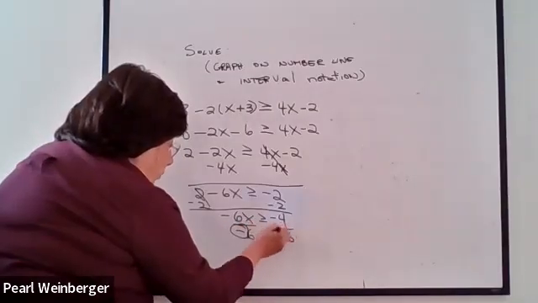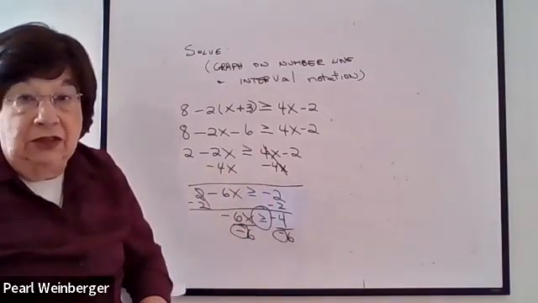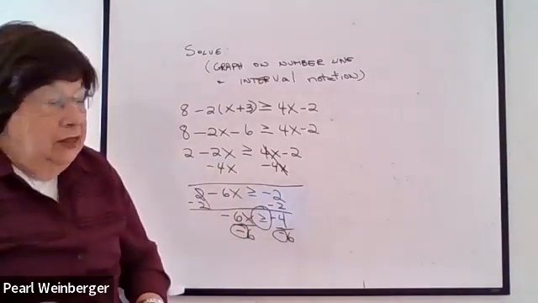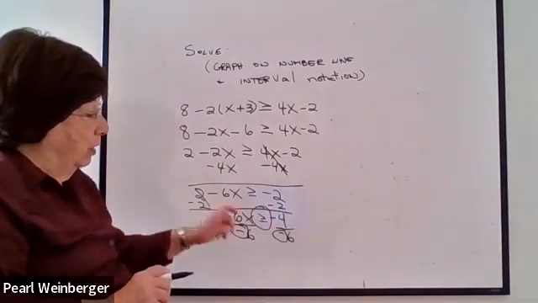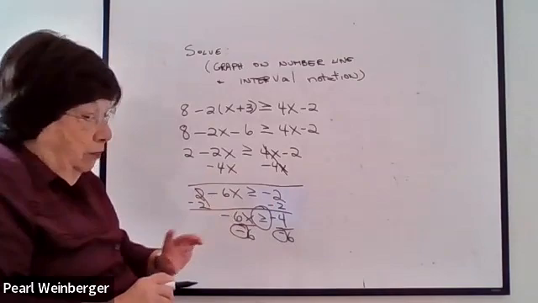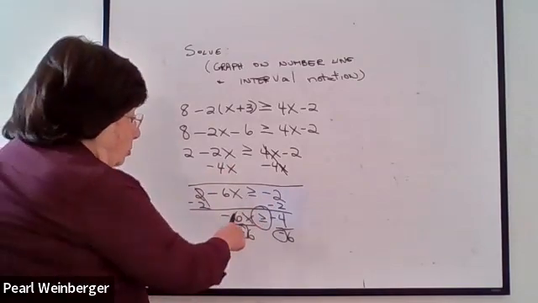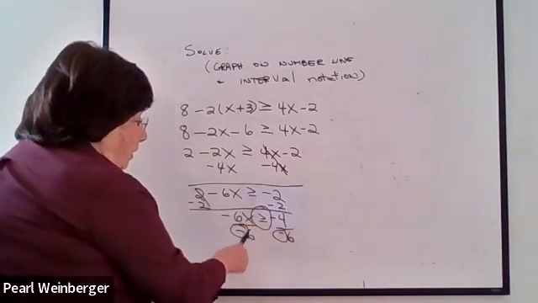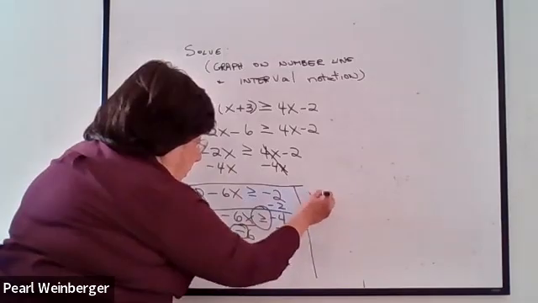Now remember, when you're dividing by a negative number over here, you have to switch the sense of your inequality. Any time you multiply or divide an inequality by a negative number, the direction of the inequality changes. So therefore, the -6 divided by -6 is going to give me x.